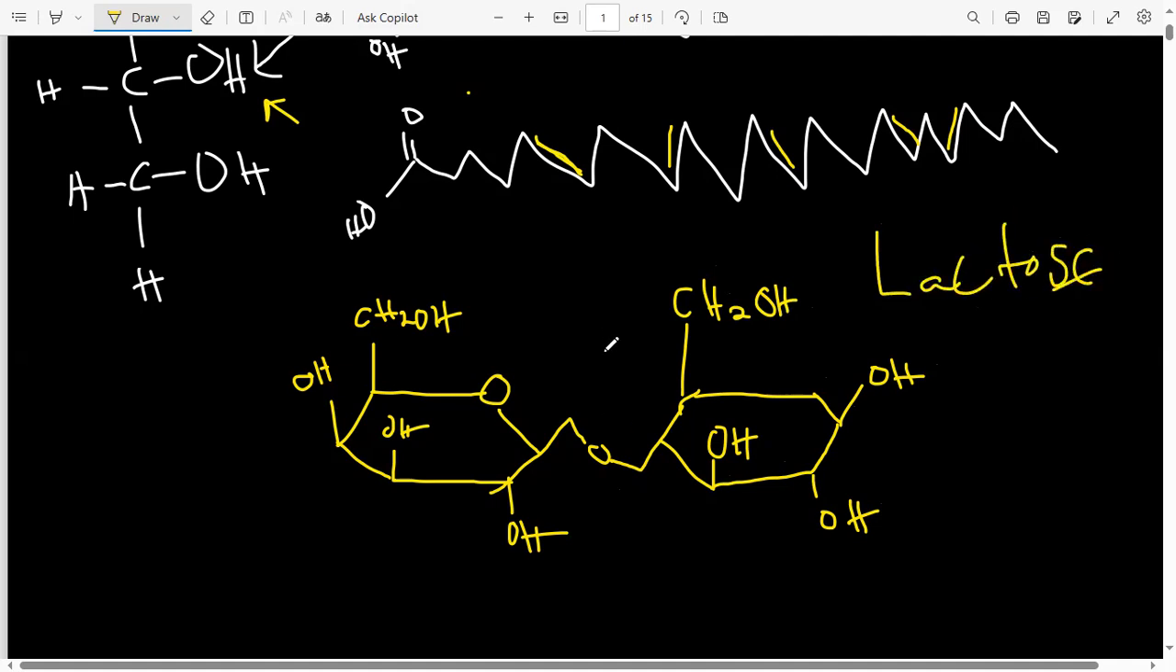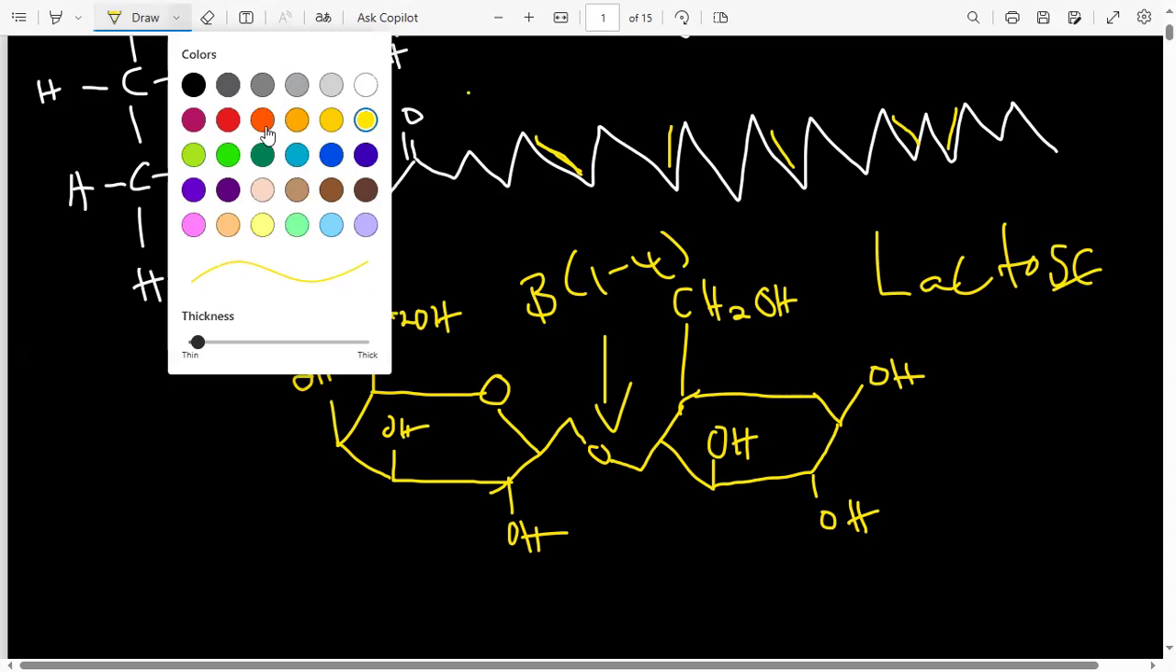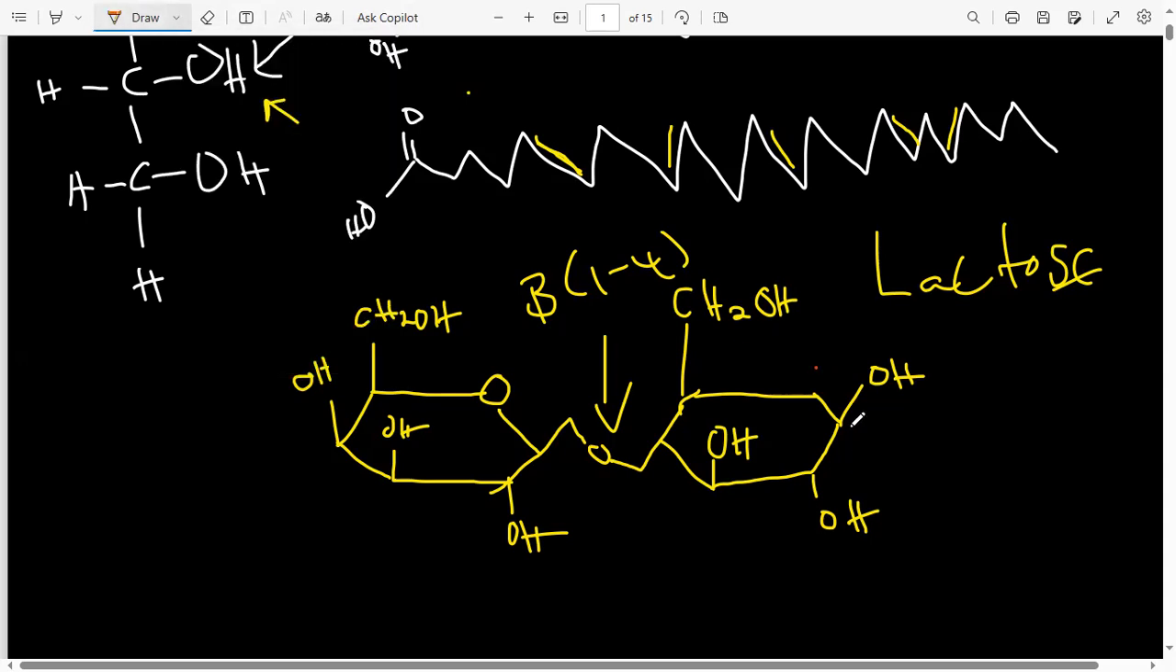Okay, so here there's that beta 1 to 4 glycosidic bond. So why are we saying 1 to 4 glycosidic bonds? Because of this. So this is carbon 1, 2, 3. We have carbon 4 here, 5, and then we have 6. Okay, and then from here we have 1, 2, 3. We have 4, 5, and then we have 6 that is outside the ring there. So you see that the bond is between carbon 1 of the galactose to the carbon 4 of the glucose. Okay, the one that is beta 1 to 4 glycosidic bond.